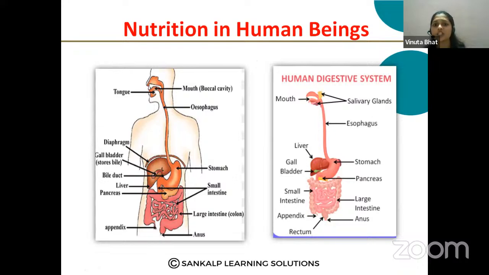Okay, so nutrition in human beings is nothing but how the food material gets converted into simpler forms in the human body. So you know, the food we eat is in a very complex structure. Okay, so that is having a very complex structure. So a complex structure is not easily absorbed by our blood.